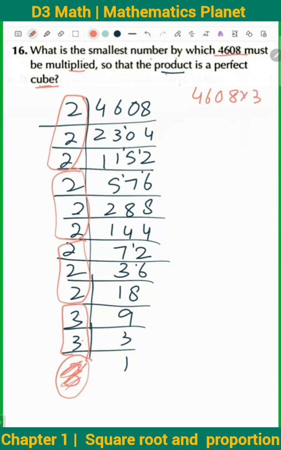Now, perfect cube, sorry, perfect cube. When it is a cube, you have to make 3 numbers together. Are you getting this? We get 3 numbers together, 3 numbers together, 3 numbers together, but 3 is missing over here. So therefore, we have to multiply it with 3 to get a perfect cube. Now, if you multiply 4608 with 3, what do you get? 13824.